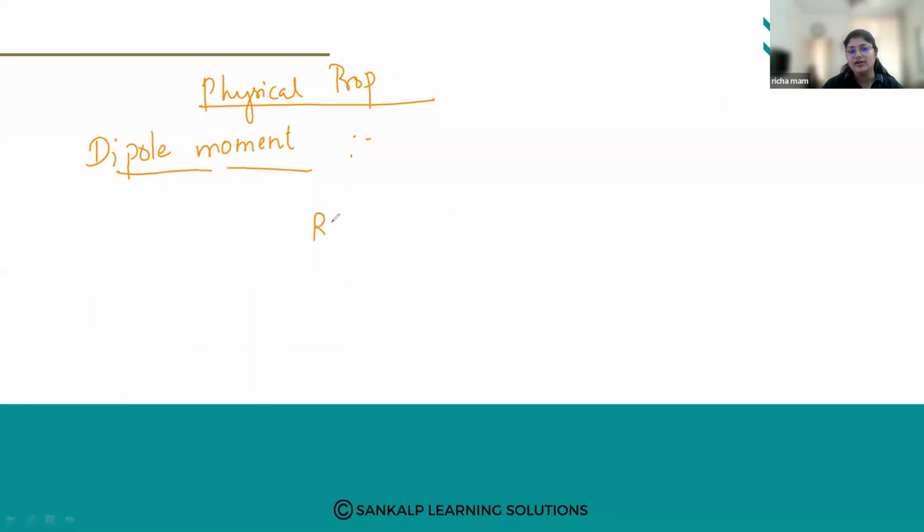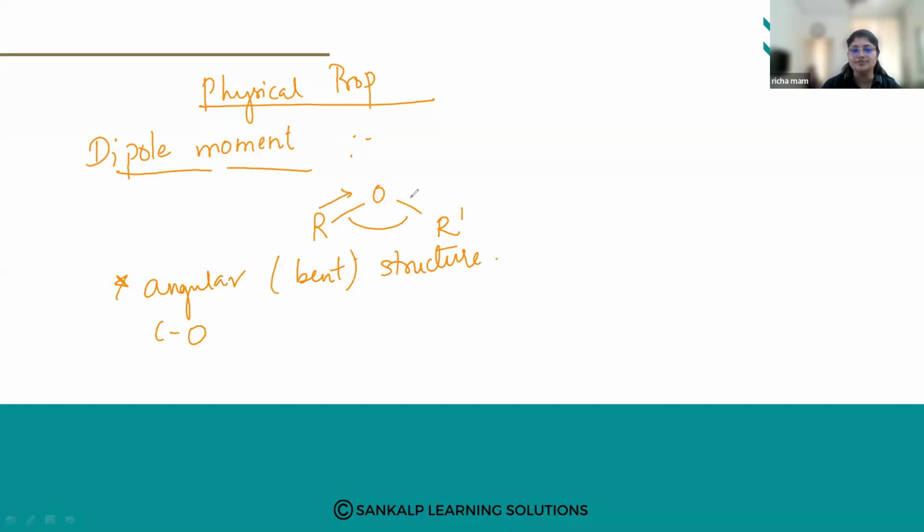So we know how the structure of ether is. This is the structure of ether. It has an angular shape, a bent structure. So the C-O bond, that is this bond, in ethers is polar.